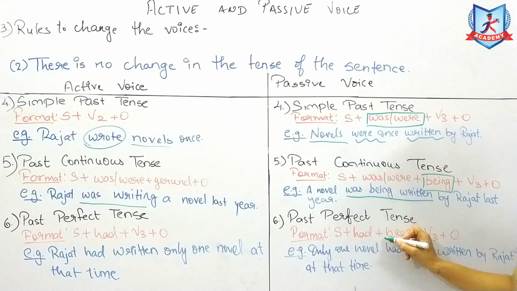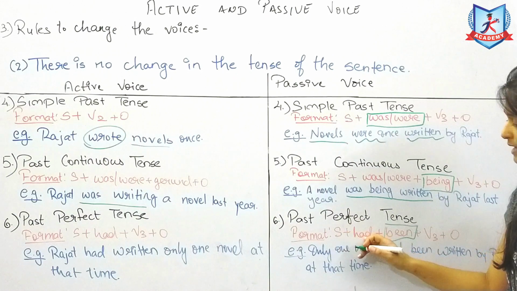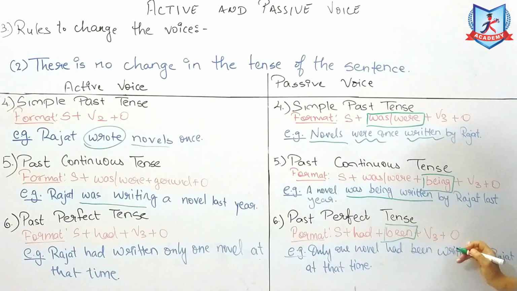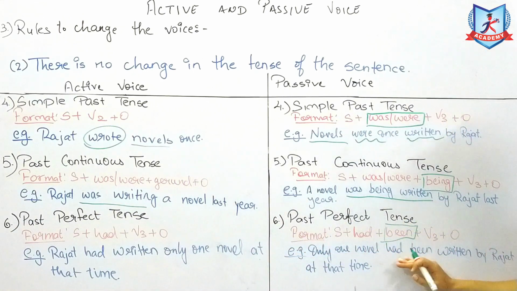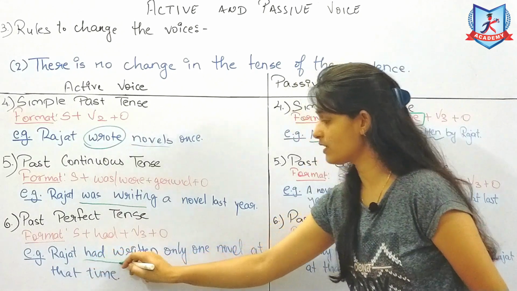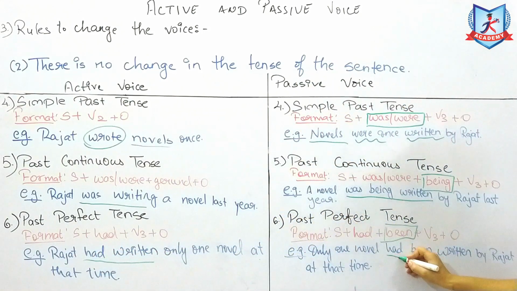Perfect tense है तो हमें been add करना ज़रूरी है. So subject plus had plus been plus V3 plus object. That is my format. Only one novel had been written by Rajat at that time. तो जो had written है that is converted into had been written, right? So that is for past tense.